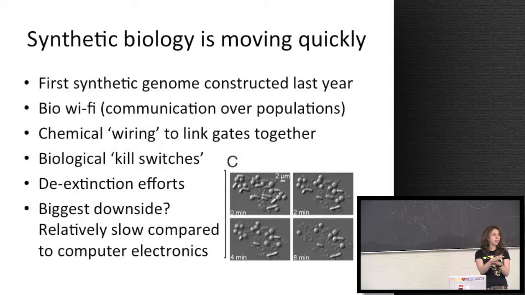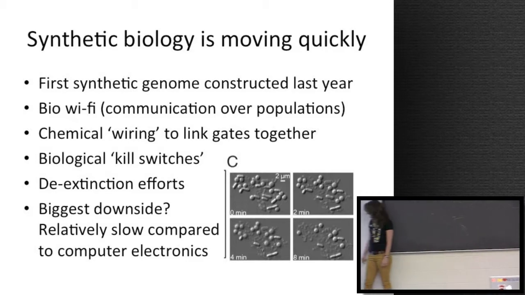They secrete molecules that then turn on activity in the neighboring bacteria, which is pretty neat. There are also biological kill switches. I talked about this at a different lightning talk. But basically, this is showing a bunch of bacteria under a microscope. Each one of these little things is a bacterium. When they turn on a kill switch, over time you see there are fewer and fewer. These bacteria are engineered to kill themselves when they receive an input, which I think is pretty neat.